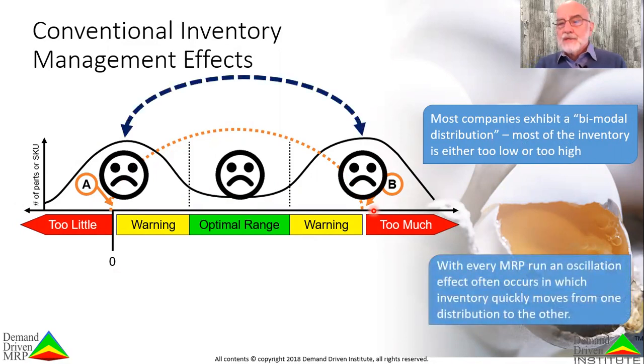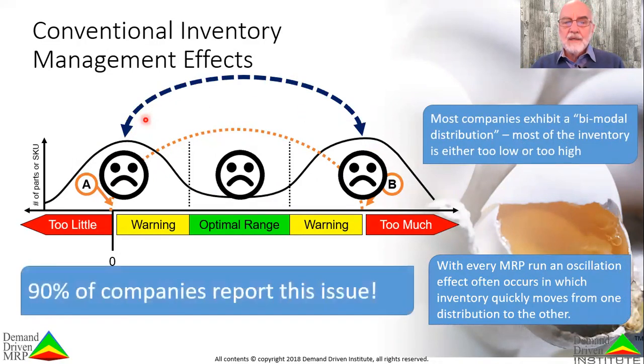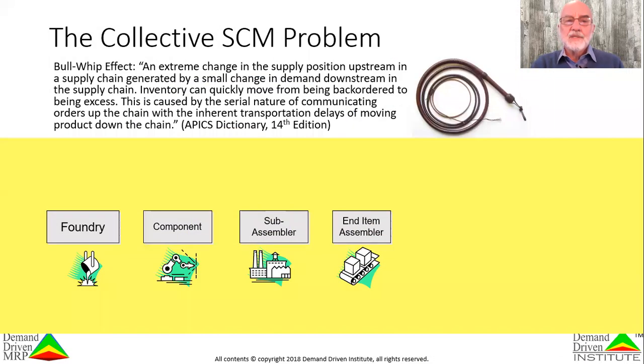And what makes matters worse is that when we run traditional MRP, we find that this flip-flops between one side and the other all the time. And most companies are reporting this type of result that they're getting from their traditional planning systems.